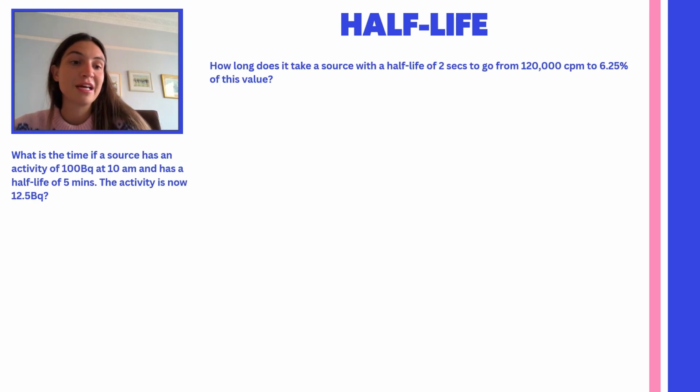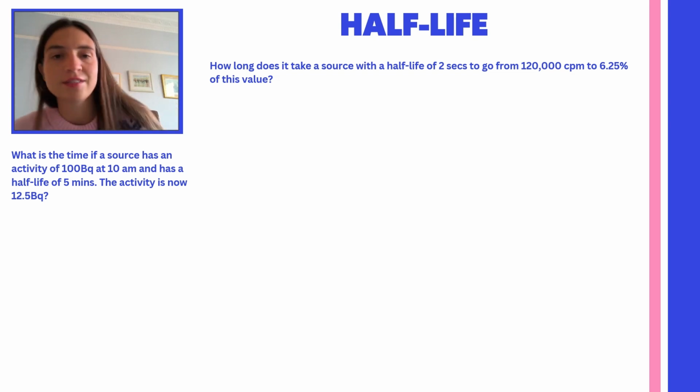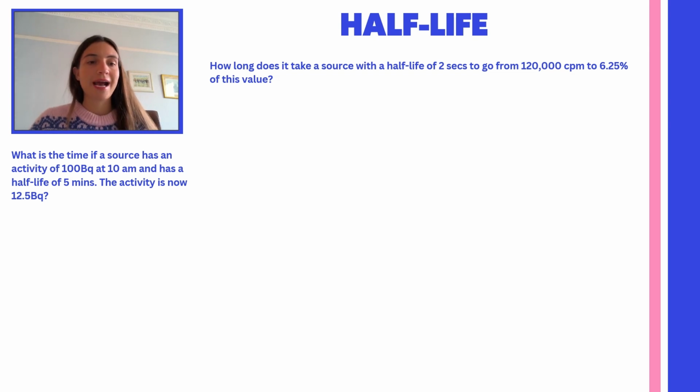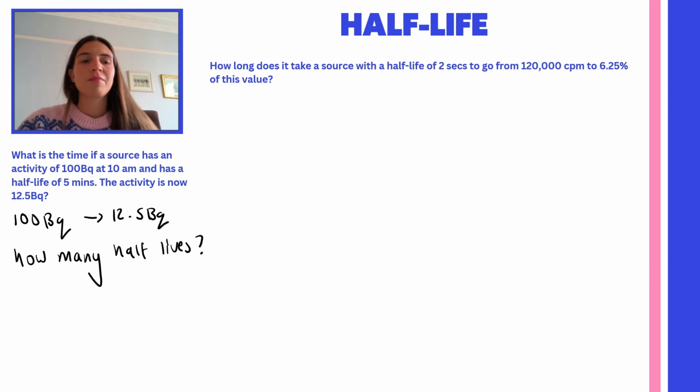Okay, and my question on the left: what is the time if a source has an activity of 100 becquerels at 10 AM and has a half-life of 5 minutes, and the activity is now 12.5 becquerels? Okay, let's break this down. So we have a source which is going from 100 becquerels to 12.5 becquerels, and we're basically trying to figure out how long it took for the source to do that. So again, my first question is, how many half-lives have had to pass to get from 100 to 12.5 becquerels? So let's do that bit first.